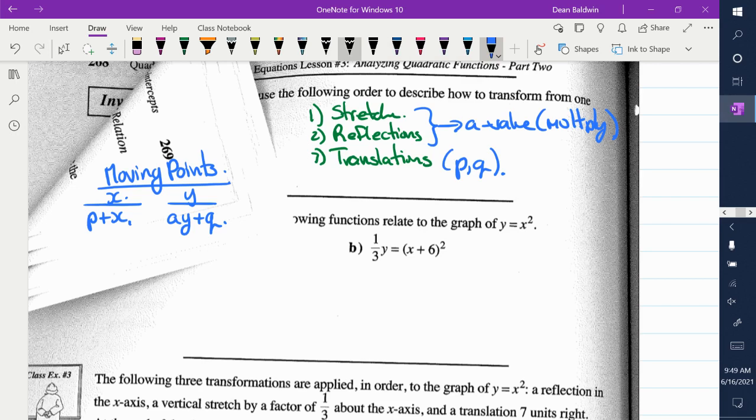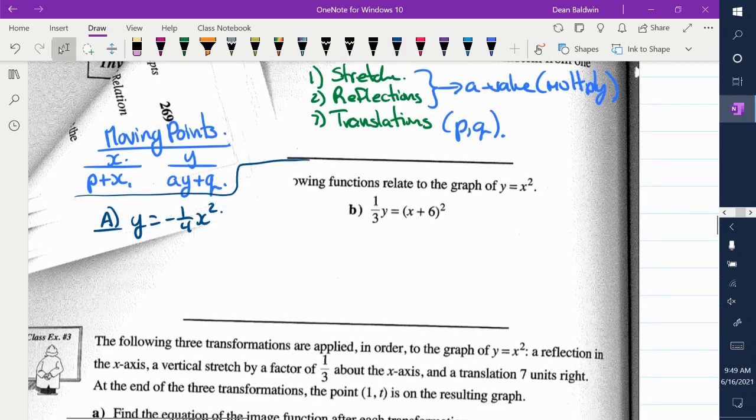I'll write what you have. Your A question here looks like this, right? Y is equal to -1/4 x squared. Is that what your question is there? Okay. Tell me what we have done. What is the transformation? So, is this -1/4 A, P, or Q? It's A. Okay, A is -1/4.